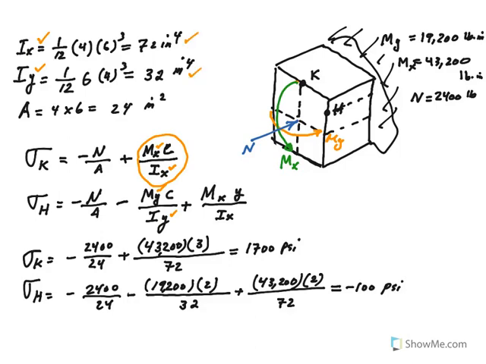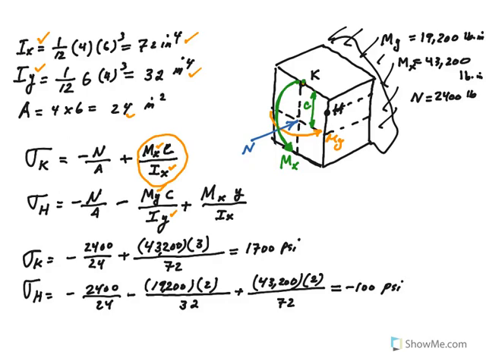Okay, so we already have the moments of inertia, and we also have the area, which is 4 by 6, 24 inches squared. So let's go ahead and find sigma at K. A minute ago, I said that due to M sub x, point K is in tension. So that would be M sub x C, where C is this, from the neutral axis to the top fiber, divided by I sub x.